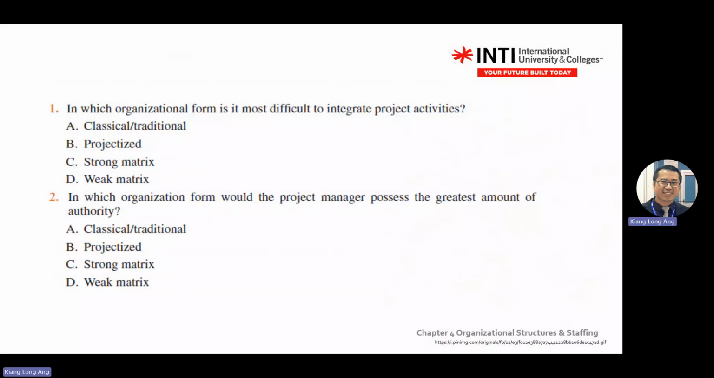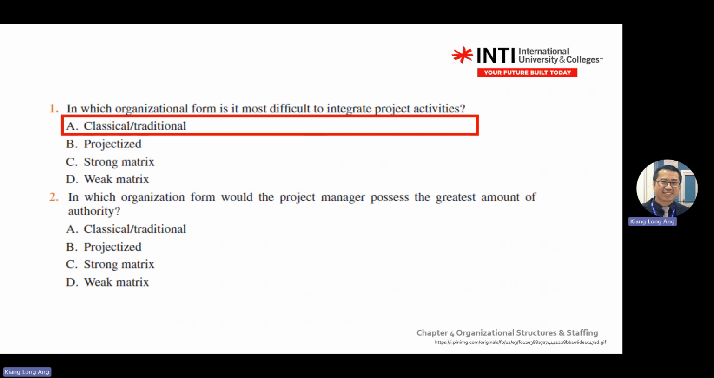Okay, let's go for the quiz. Number 1: in which organization form is it most difficult to integrate project activities? You have A, B, C, D. Most difficult to integrate. Of course, not matrix, in matrix you integrate. It's the classic or traditional, because it's functional communication. It's fixed to one department already. If you want to flip, you have to talk to the CEO or general manager.